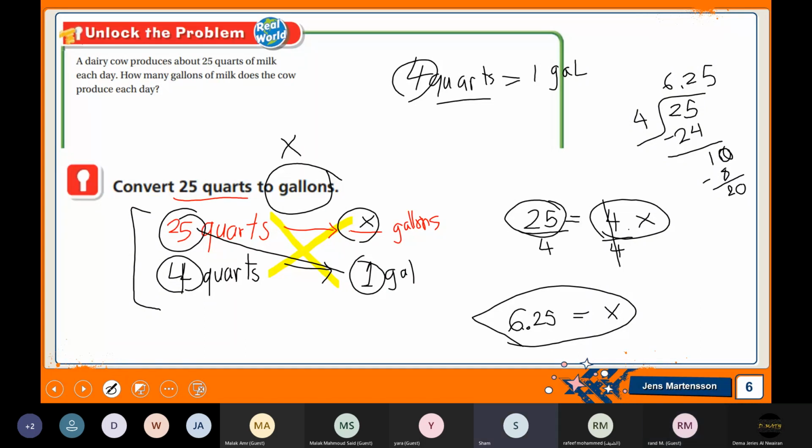But teacher, you said 4 quarts equals 1 gallon. So we need to know 25 quarts equals what? How many gallons? Yeah, but here you said that it's 6.25. Because I divide 25 by 4, you get 6.25. Okay, teacher, if it is the x, it's going to be better, because here the x is going to the 1 gallon. Yeah, X means X gallons. It means unknown number of gallons.